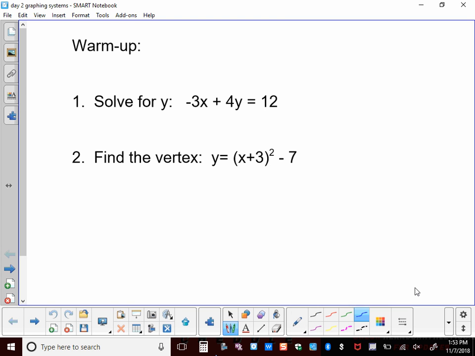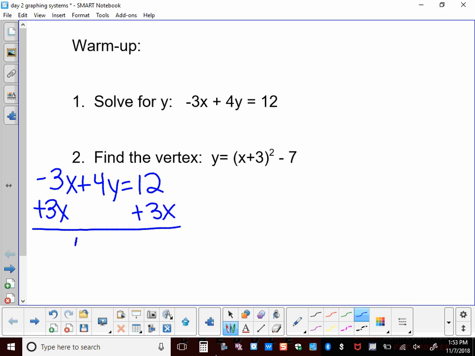Alright, so your warm-up says solve for y. While we're solving for y, what did we do here? We have negative 3x plus 4y equals 12. What did you guys do? Just the x? So we're going to add 3x to both sides.